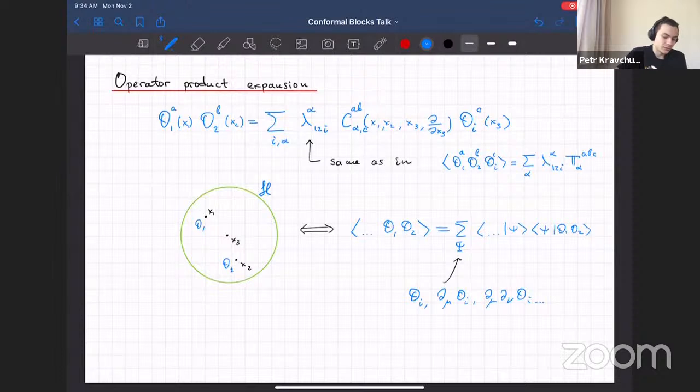And we are just expanding this state in terms of the states created by single primary operator insertions at X3. This gives us all possible states by the operator-state correspondence. So if we have a correlation function involving O1 and O2, we insert the complete set of states inside and sum over these states, and the psi just run over an orthonormal basis built out of the states created by O_i and its derivatives. So that's the formulation of the OPE with all the indices and bells and whistles.